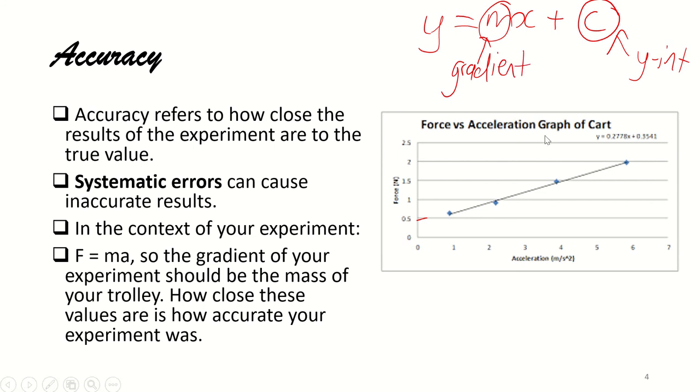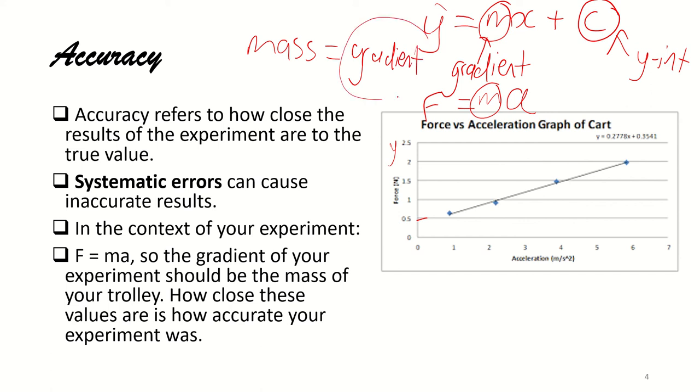So you can get the equation from Excel, and this value here, the 0.2778, is your gradient. And what's on our y-axis? On our y-axis is actually force. Our gradient is going to be the mass of the object, and on our x-axis we have the acceleration. So if you compare your mass to your gradient, the gradient should actually be equal to the mass of your trolley. And how close together these values are is how accurate your experiment was.